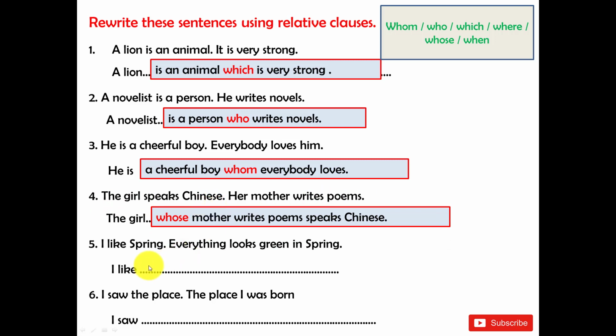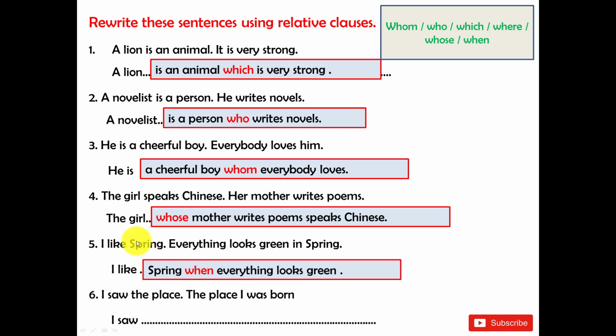Well done. Number 5. I like spring. Everything looks green in spring. We can say I like spring when everything looks green, because spring is a time of the year. Last one, I saw the place. I was born there. So I saw the place where I was born. Where? Because we have the place.